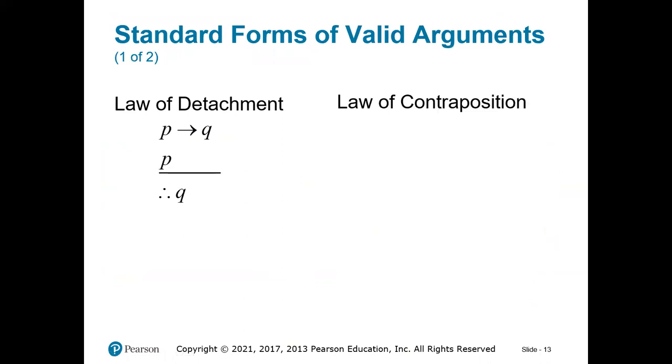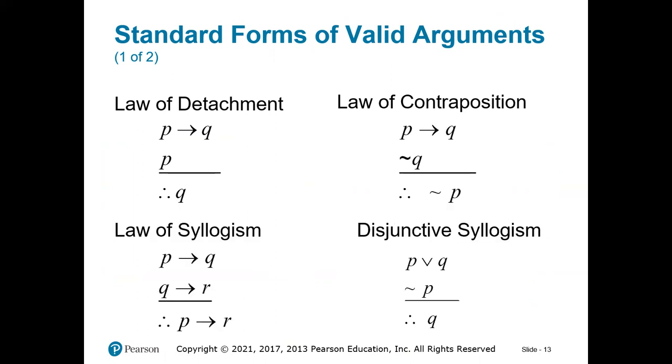So there are laws that you can memorize if you want to. Let me put them all on the slide. So we did this law called modus ponens, the law of detachment. If you have P then Q, and you have P, therefore you have Q. This is valid. If P implies Q and you have the negation of Q, then the negation of P is true. This is called the law of contraposition, or sometimes modus tollens.